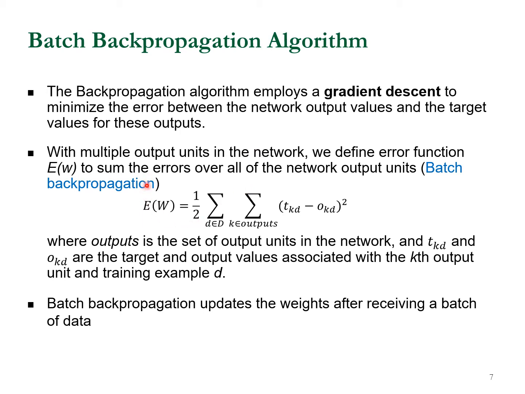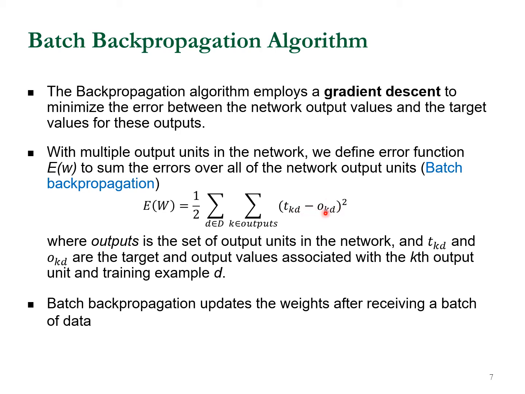So this is the definition of the error function in the backpropagation algorithm. In this case, we assume there are multiple output nodes in the neural net, in the output layer. So this is the definition of error in the backpropagation algorithm. If you look carefully, this is the error between the target value and the output of the network. T means the target value, O is the output of the network.